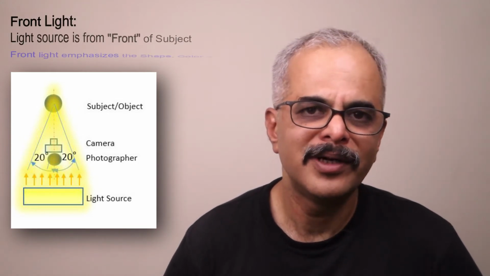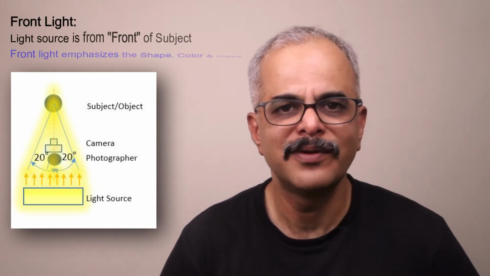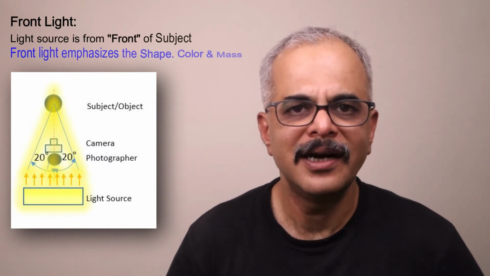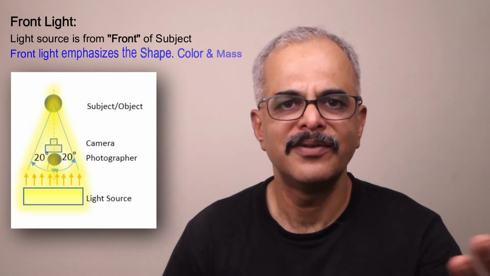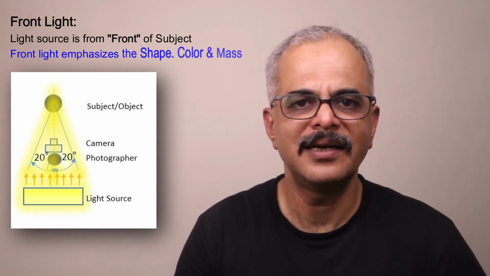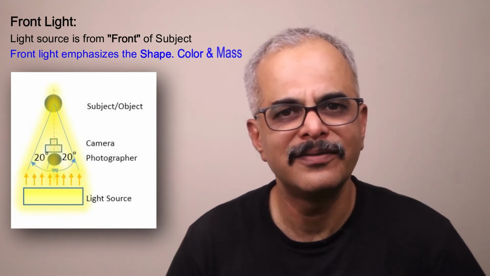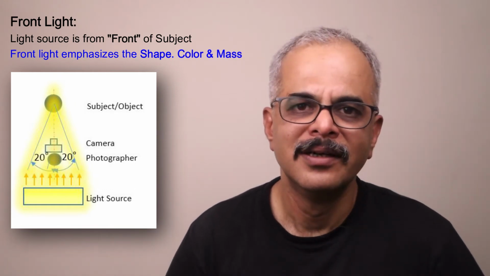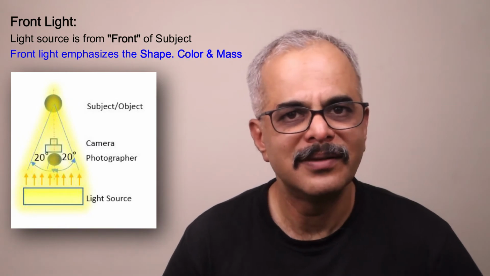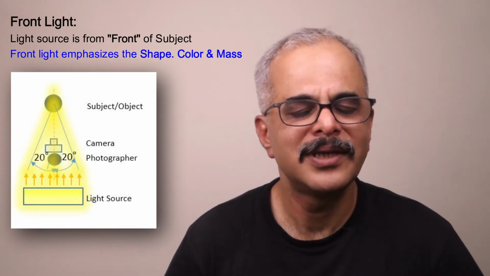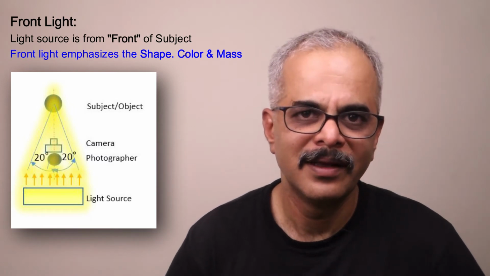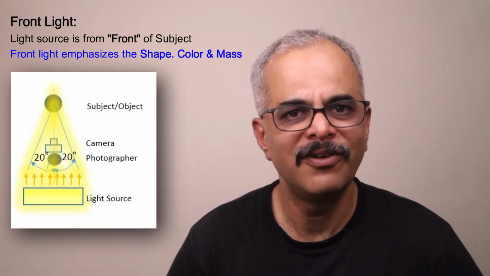And if you talk about the shadow, we know that when the light is coming from one side, the shadow falls on the other side. So in front light, since the light is coming from the front of the subject, the shadow is exactly at the back of the subject, so you hardly see any shadows. And what happens due to this? As there are no shadows, we normally lose depth in a picture and the image appears to be flat.